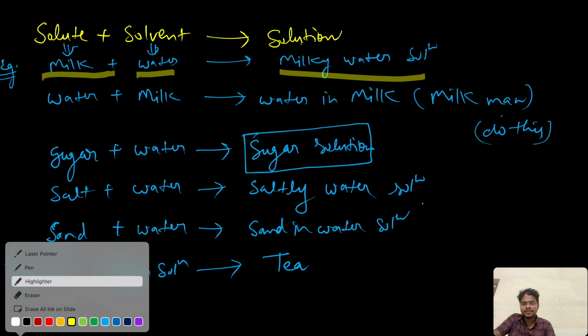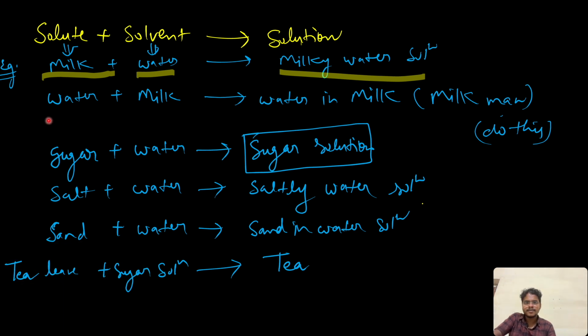And if we mix water in milk, what do we get? Milk with water. So milkmen do this, but the milkman never knows the chemistry behind it. If we mix sugar in water, we get sugar solution. If we mix salt in water, we get salty water solution, where salt is small in amount and water is large in amount.